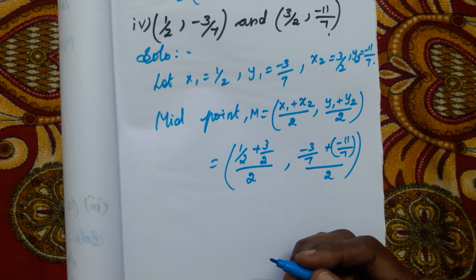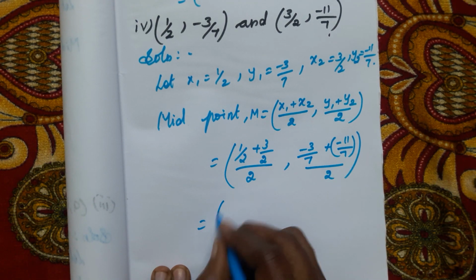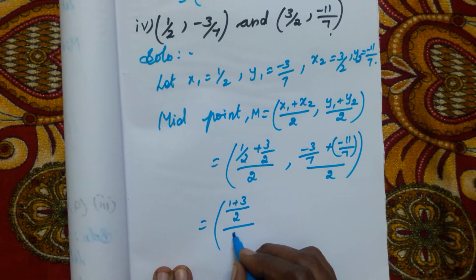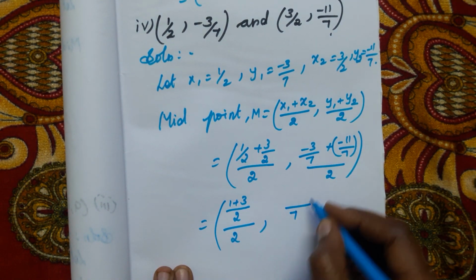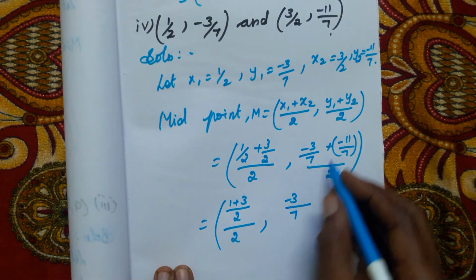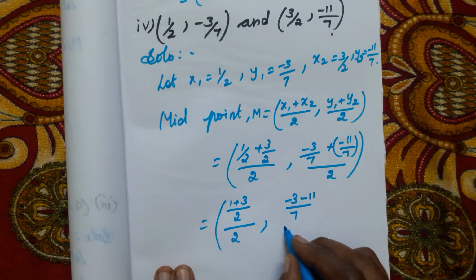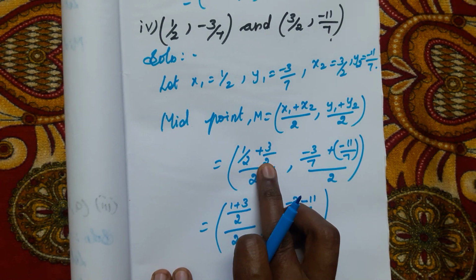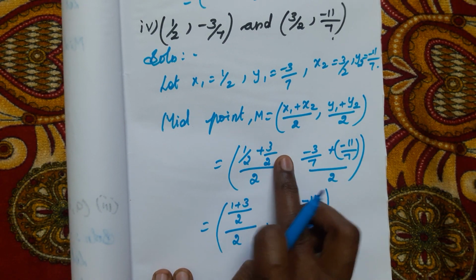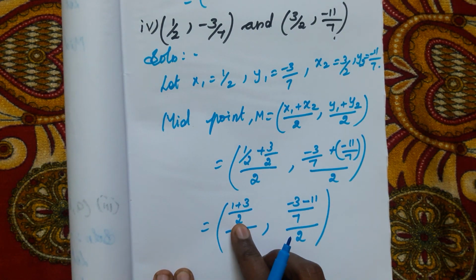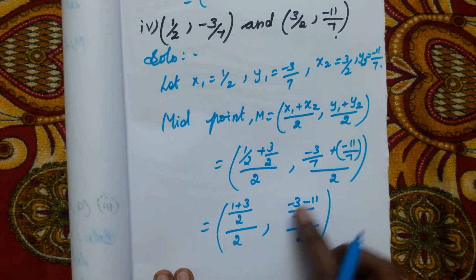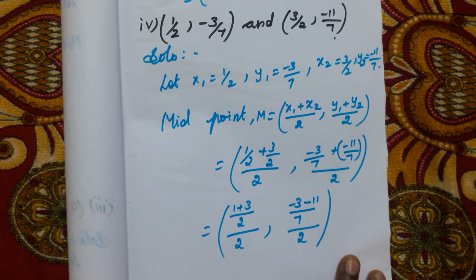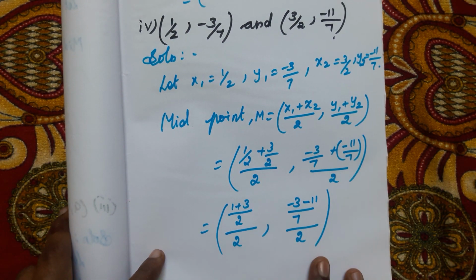Clear? Any doubt? Next, it is equal to, here 2 is the LCM. So 1 plus 3 divided by 2, comma. Next here 7 is the LCM: minus 3, plus into minus is minus 11 by 7. Here they are like fractions, so we want to add them like this. 2 is common, so 1 plus 3. Both are like fractions with 7 common, so minus 3 plus into minus, minus 11 by 7. Okay, clear?